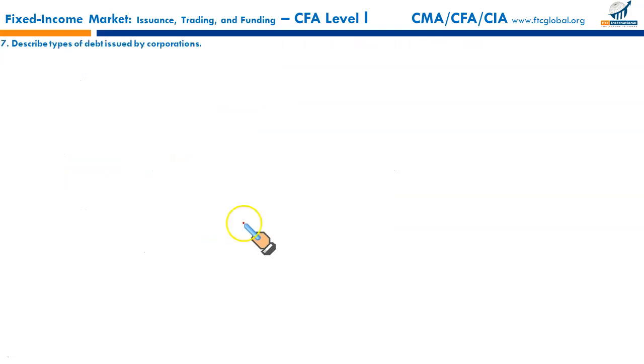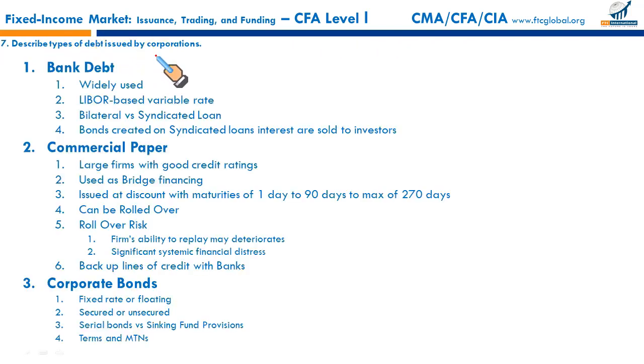Your next LOS is describe types of debt issued by corporations. First is the bank debt. Many companies need money to run their day-to-day operations and of course for fixed capital expenditure. So bank debt is the most widely used source of finance for companies. Different types of loans are taken, which could be a term loan for a specific period of time, or it could be a self-amortizing loan where the regular payments involve interest payment as well as principal part. So these loans could be Libor-based variable rates, or they could be fixed as well.